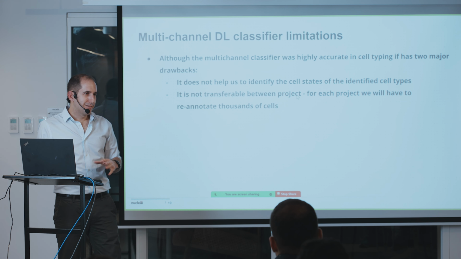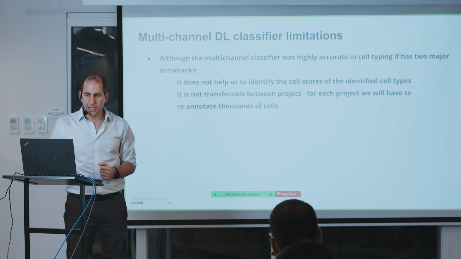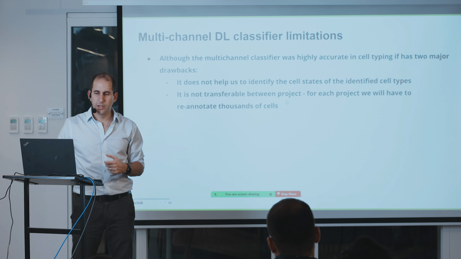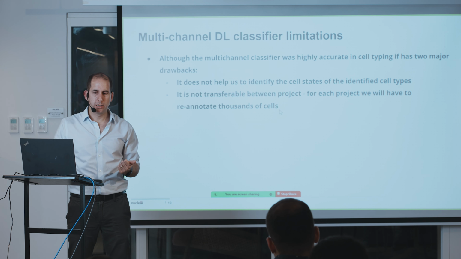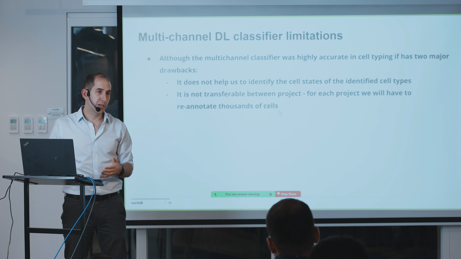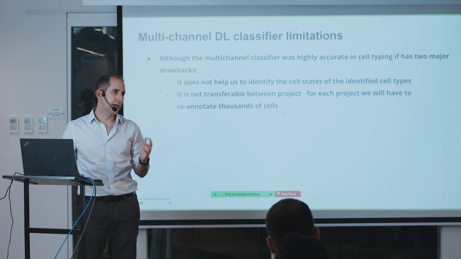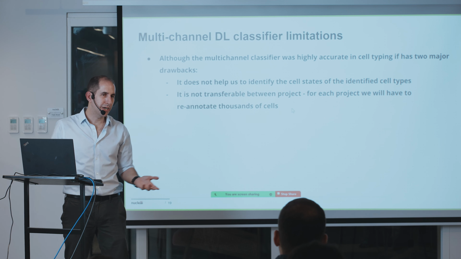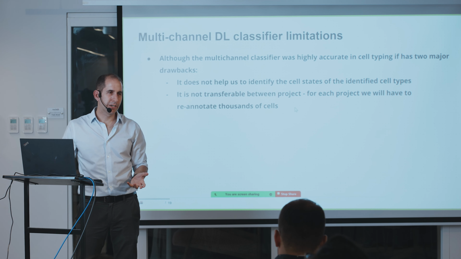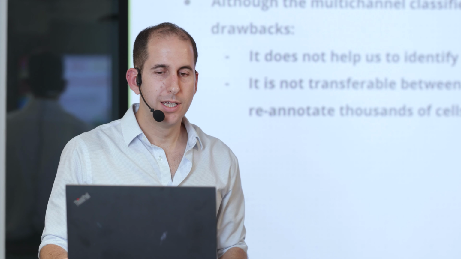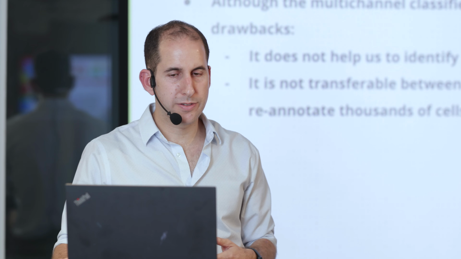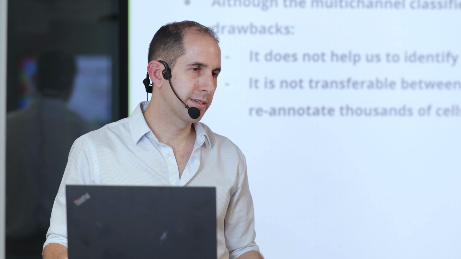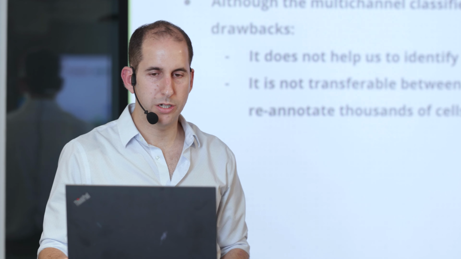So this is great accuracy, works great, but what are the limitations? There are two main ones. One, it does not solve the problem of the phenotypic markers, which each cell can be either positive or negative. And if we start to try to annotate all the possible combinations, it will be very rigorous, time-consuming, and not effective. And second, it's not transferable between projects. So let's say we now have a new panel, a new set of markers. I need to re-annotate all the cells and retrain the deep learning model.